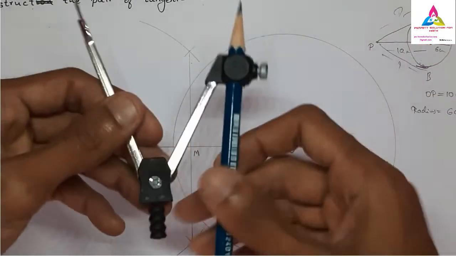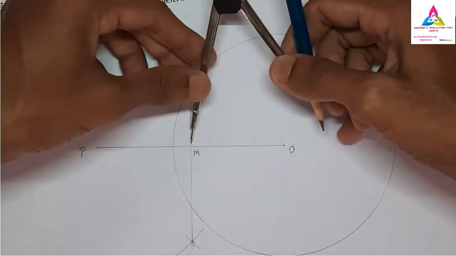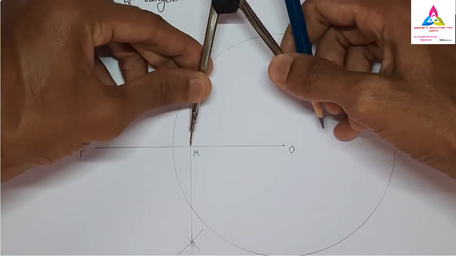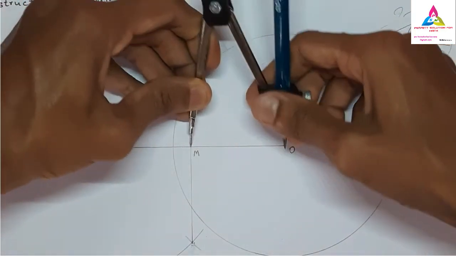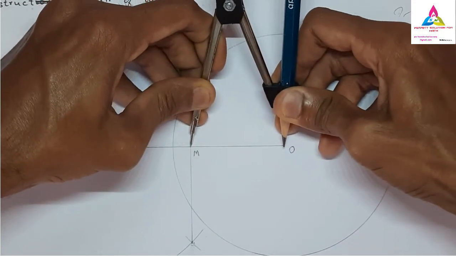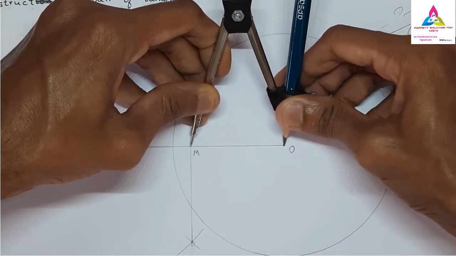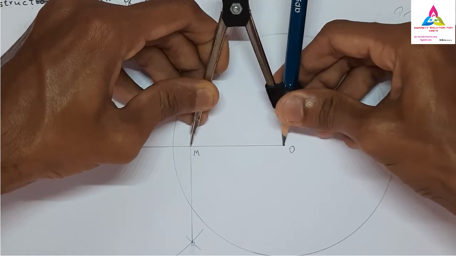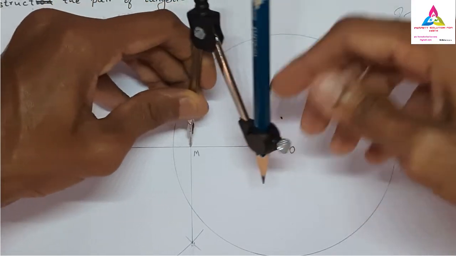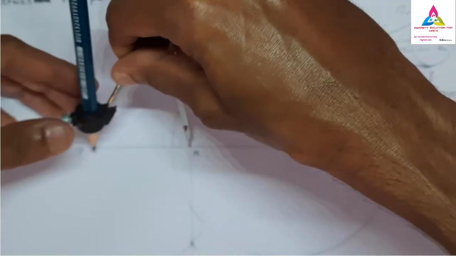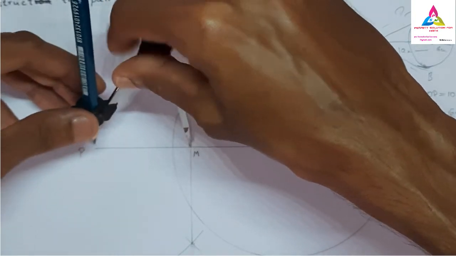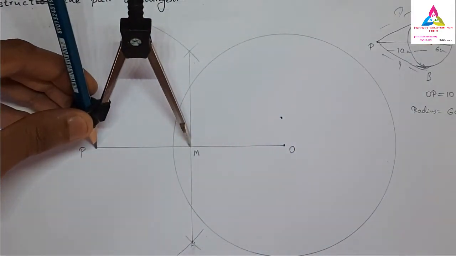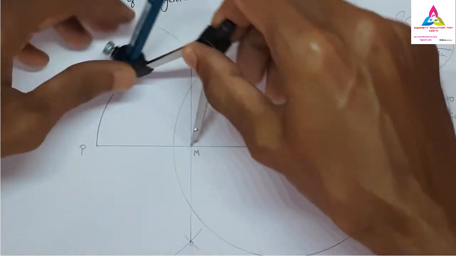Next step is simple. Keep that M as a center, keep this point of the compass over here and measure this MO length. One more important thing: this MO length and this MP length, both will be similar. Both must be equal only. So now you draw one circle.